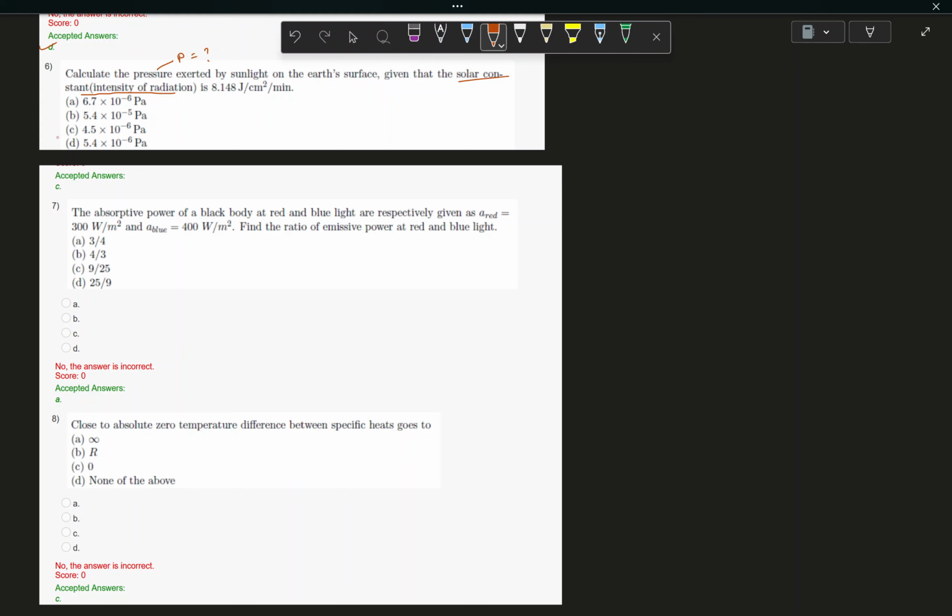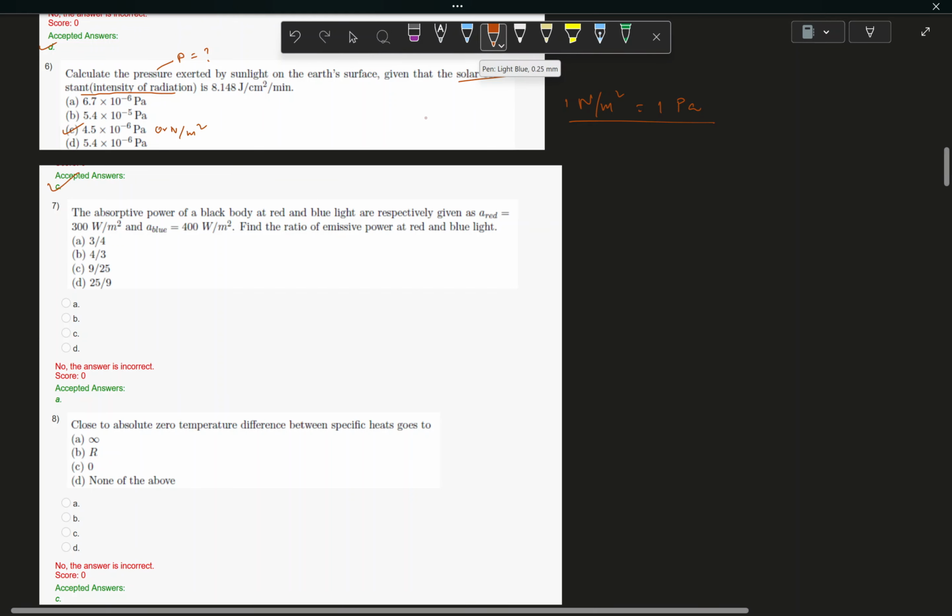But if you have to convert it into Pascal, then you have to 4.52 into 10 to the power of minus 6 divided by 1.013 into 10 to the power of 5. This is not the case. So basically Newton per meter square is same as Pascal, right? So 1 Pascal is equal to 1 Newton per meter square. So whatever value we got, 4.52 to the power minus 6 Newton per meter square, or Pascal is the same answer. So C is the correct answer that we obtained.